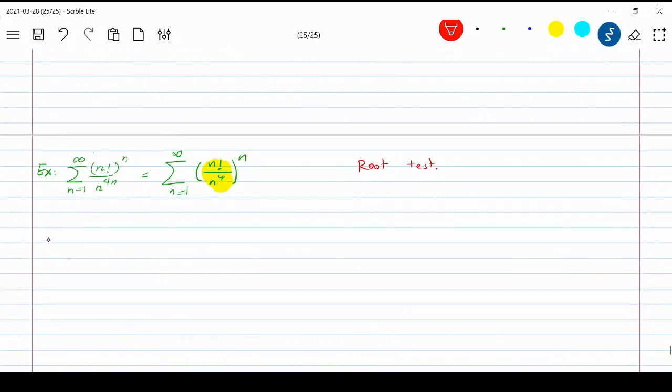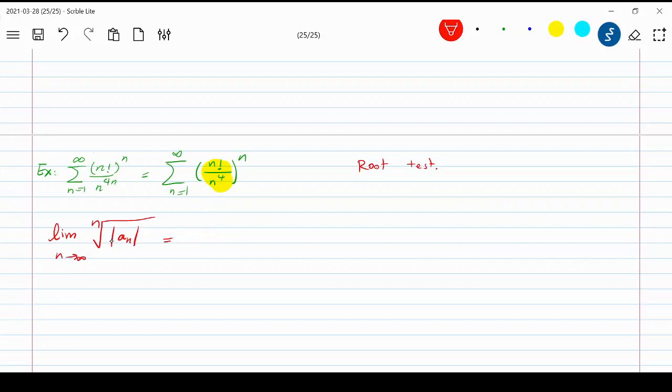So what is the root test? If you remember, we need to calculate the limit of the nth root of the absolute value of a_n as n approaches infinity. Based on the result, if that result is less than 1, we would say convergent. If it's greater than 1, we would say divergent. If it's equal to 1, then it's inconclusive and we have to use a different idea. So let's calculate this limit.